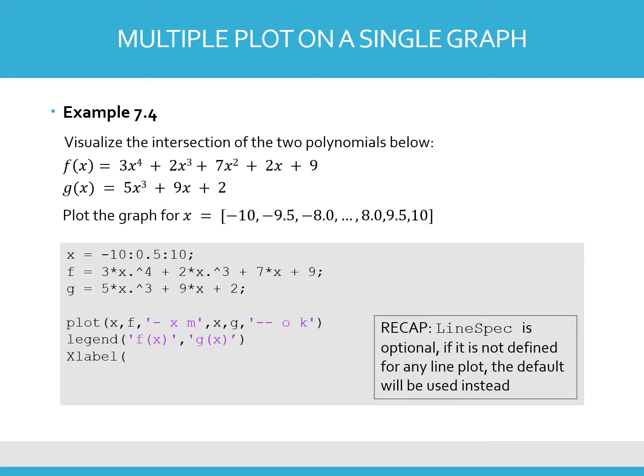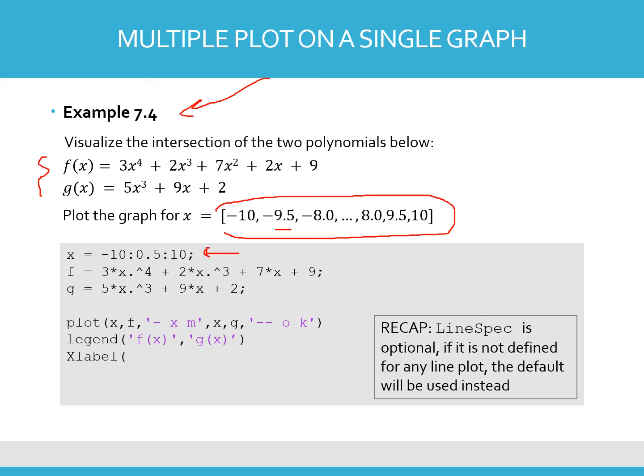Here, for example 7.4, don't forget to do this and submit it in e-learning. In e-learning, you have two polynomials, f and g. You want to plot the data for x, where the input is -10 until 10 with a step of 0.5. So first you have to input it.